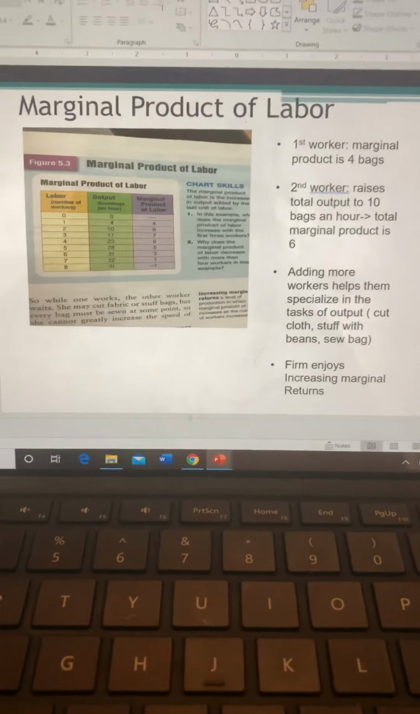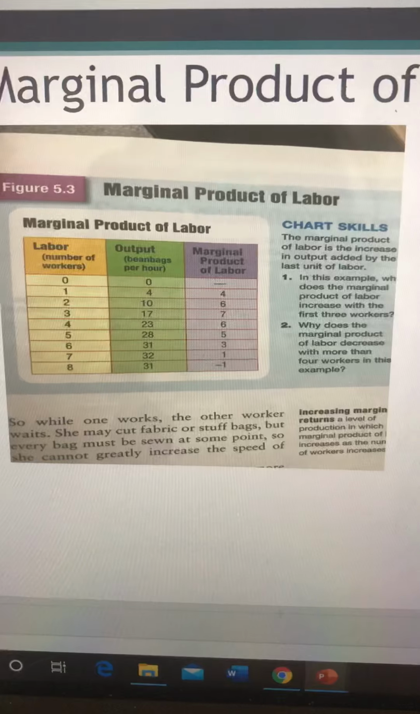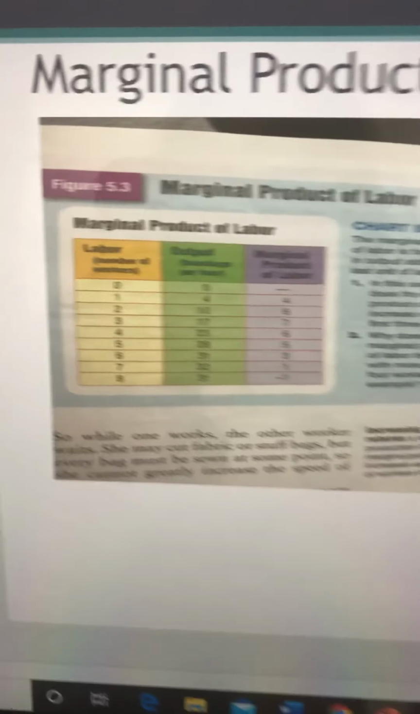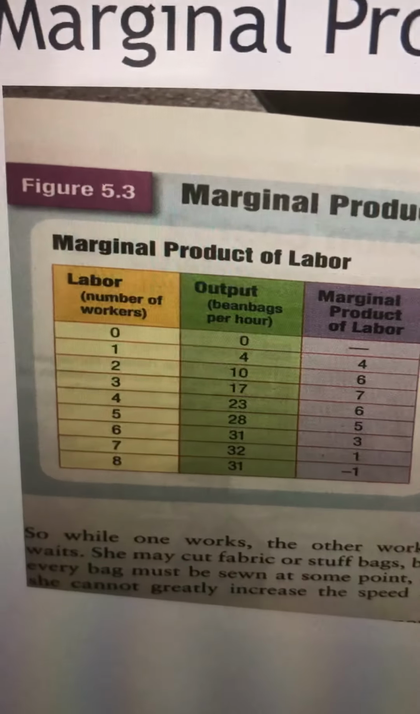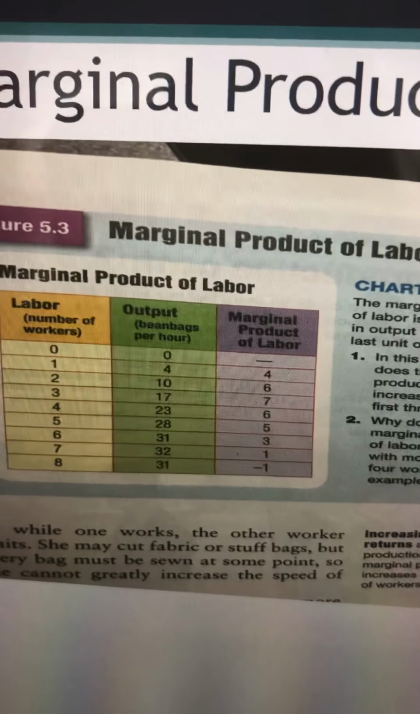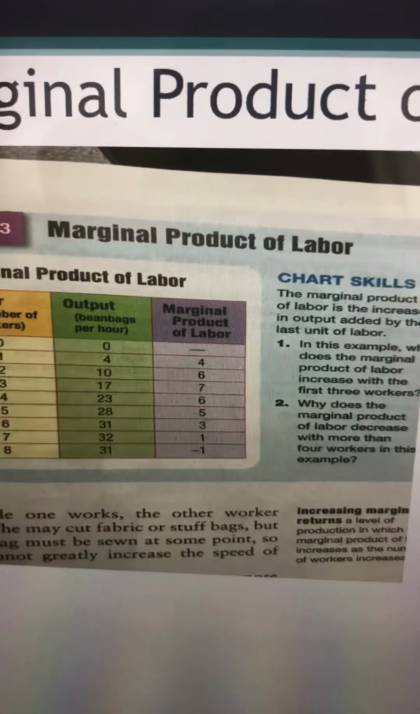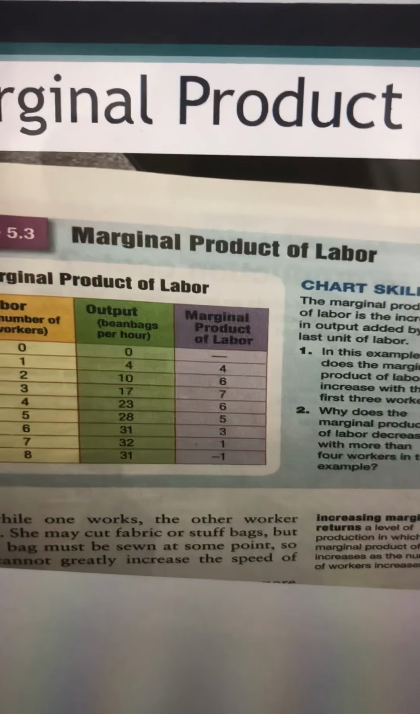Okay, so you really need to look at your book for this, girls. This is a marginal product of labor chart. So you can see the yellow column is the number of workers. This is in a beanbag factory. The green column is the amount of beanbags produced per hour. And then the marginal product of labor is the last column, okay?